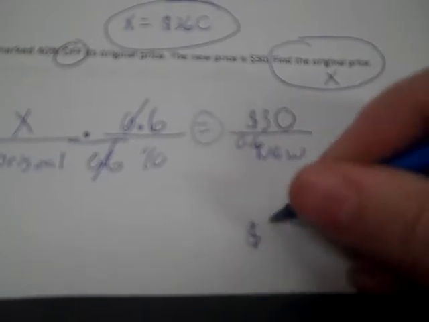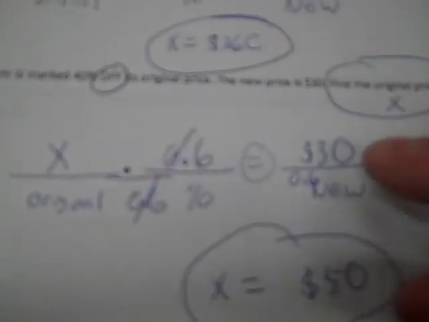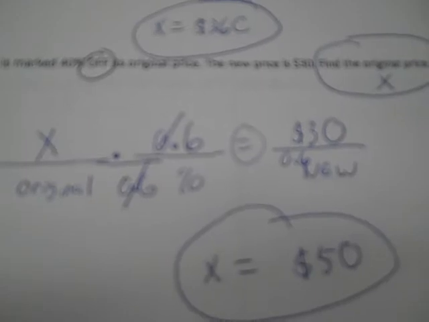That means I need to divide. I need to take $30 divided by 0.6. And that's 50. Now again, makes sense because we had an original price of $50, then percent was taken off, and I multiply by 60, and we end up with a new price of $30, okay?